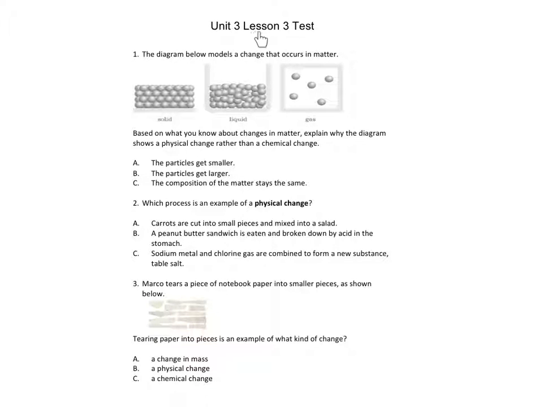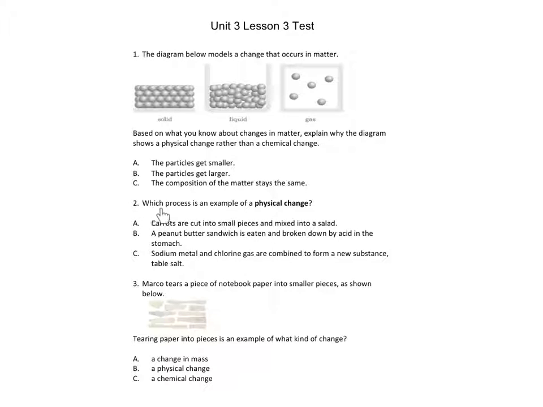Unit 3, Lesson 3 test. Number 1. The diagram below models a change that occurs in matter. Based on what you know about changes in matter, explain why the diagram shows a physical change rather than a chemical change. A. The particles get smaller. B. The particles get larger. C. The composition of the matter stays the same.